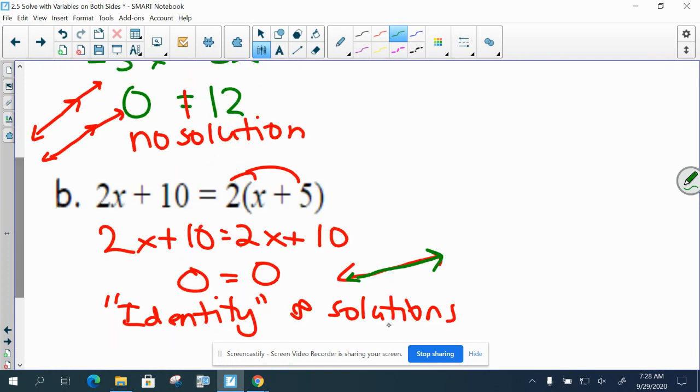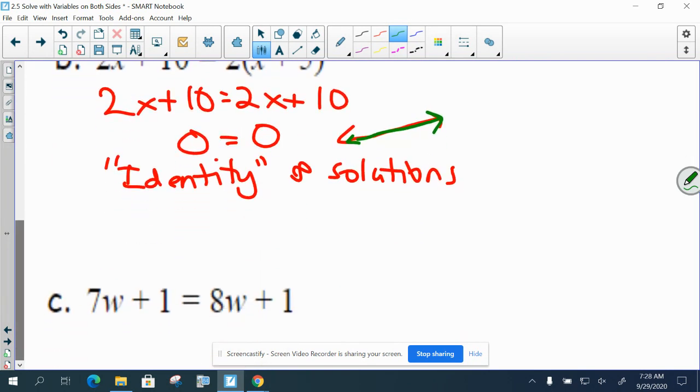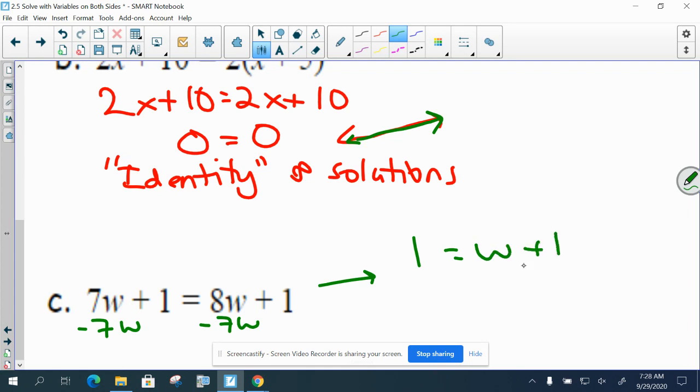Okay, and then the last example. Okay, so here I would subtract the 7w minus 7w. Okay, so you get 1 equals 1w plus 1, and then subtract 1, and then you get 0 equals w.